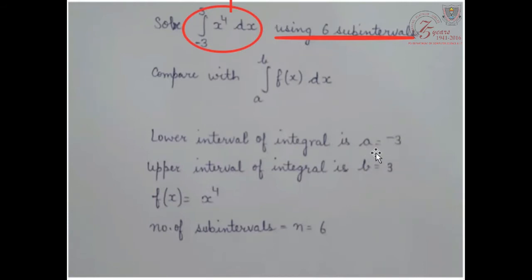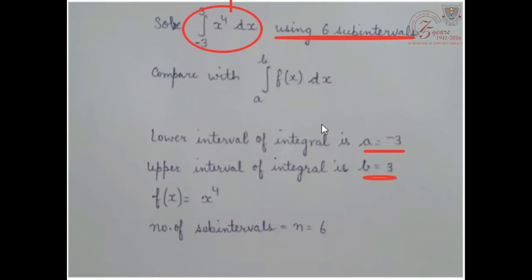A is the lower interval of the integral. The lower interval of the given integral is minus 3. Therefore, the value of a is minus 3. The upper interval of the integral is 3. Therefore, the value of b is 3.